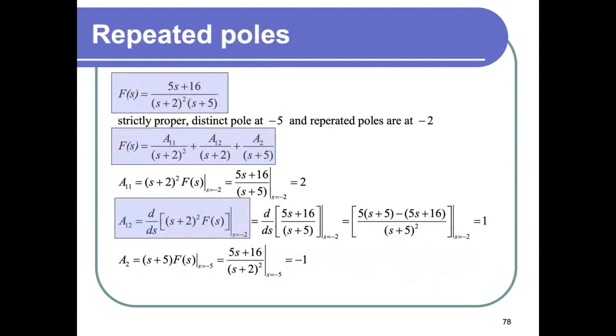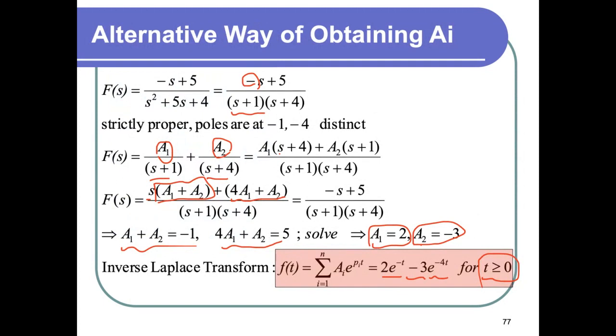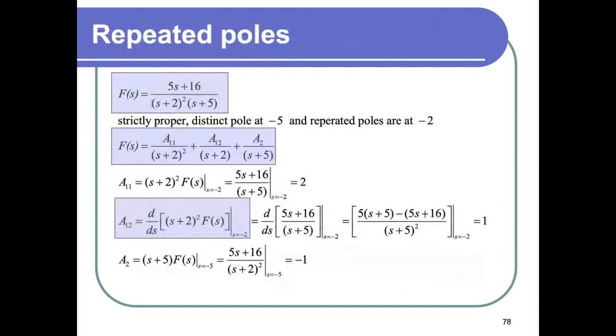All right. The next case, so the distinct poles case was straightforward. Also, the repeated poles case is straightforward, but there is a small twist. Here we have this function, 5s plus 16. Do you guys want to solve an example for distinct poles before we move to repeated poles, or do you think it's clear? Because I can give you an example right now to do something.